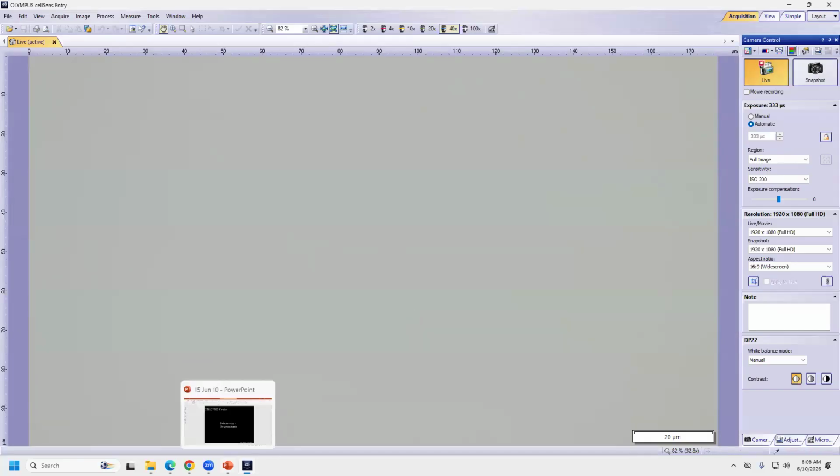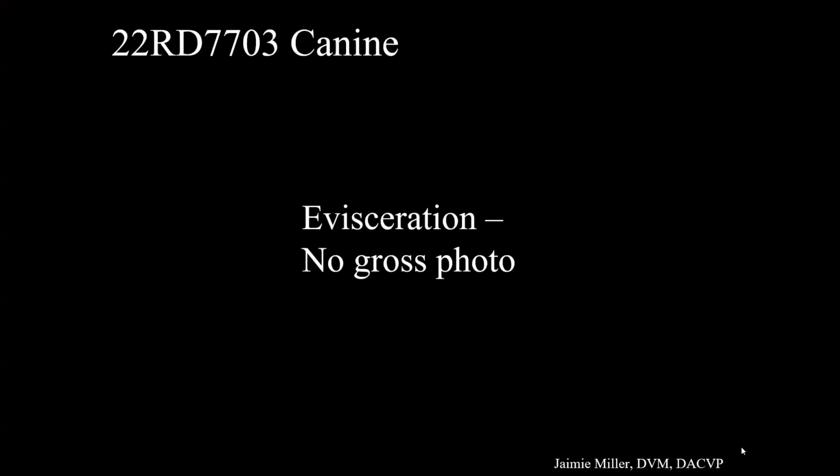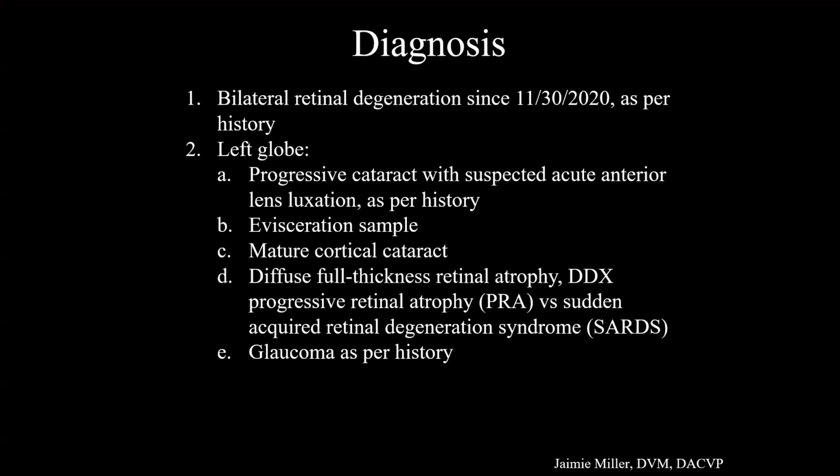So, heading back to our diagnoses. So again, history of the bilateral retinal degeneration for about 2 years prior to the evisceration, with progression of the cataract in this eye, which we saw was a pretty decent looking cataract. With that full thickness retinal atrophy, again, with some differentials being one of the primary retinal diseases, as well as the glaucoma as per history.